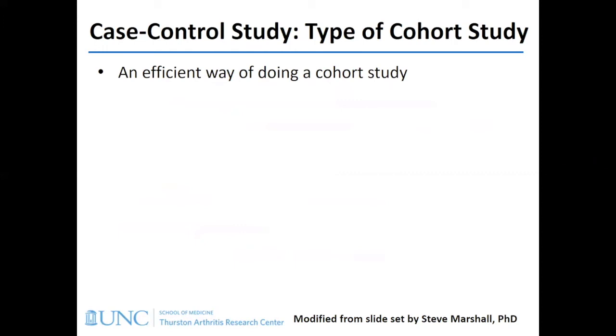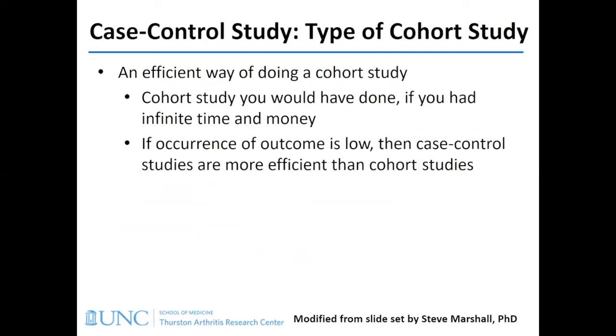So the case control study is actually a special type of cohort study, and it's a very efficient way of doing a cohort study. Often with a cohort study, like Johnston County, it takes a lot of time, over 28 years up to this point. It takes a lot of money and resources, it's hard to get them funded, and it's hard to follow individuals for a very long period of time.